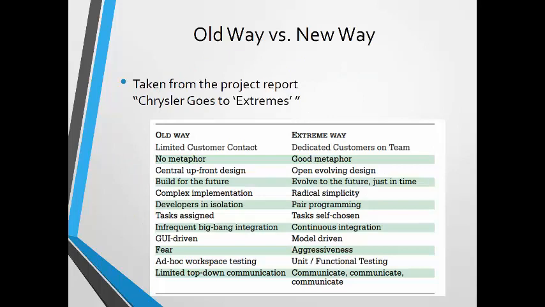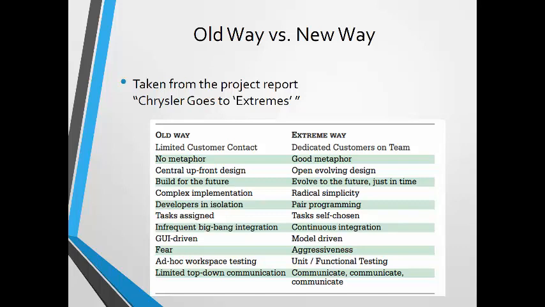So, what are the old ways versus the new way? The old ways are on the left, and the extreme way is on the right-hand side. According to extremeprogramming.org, extreme programming is successful because it stresses customer satisfaction. Instead of delivering everything you could possibly want on some date far in the future, this process delivers software you need as you need it.